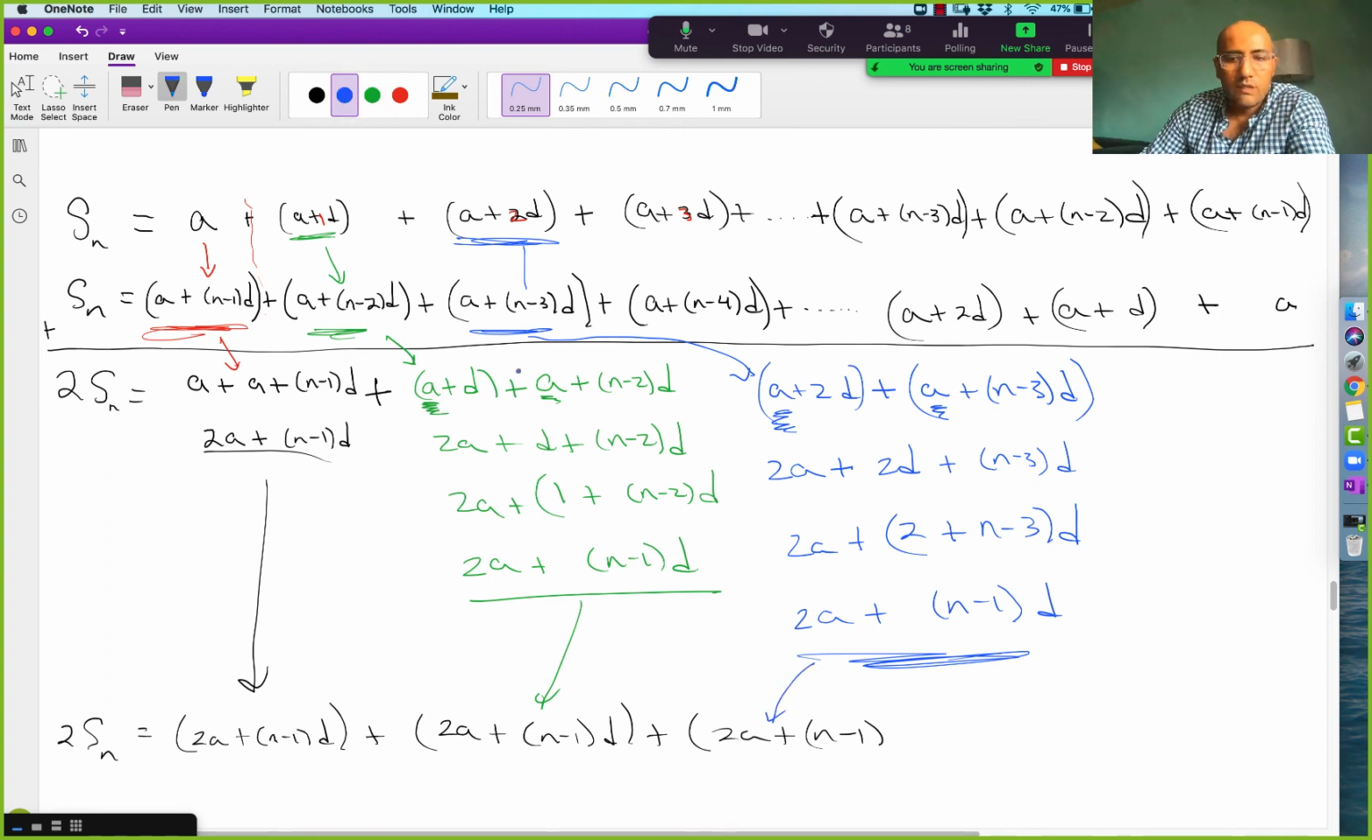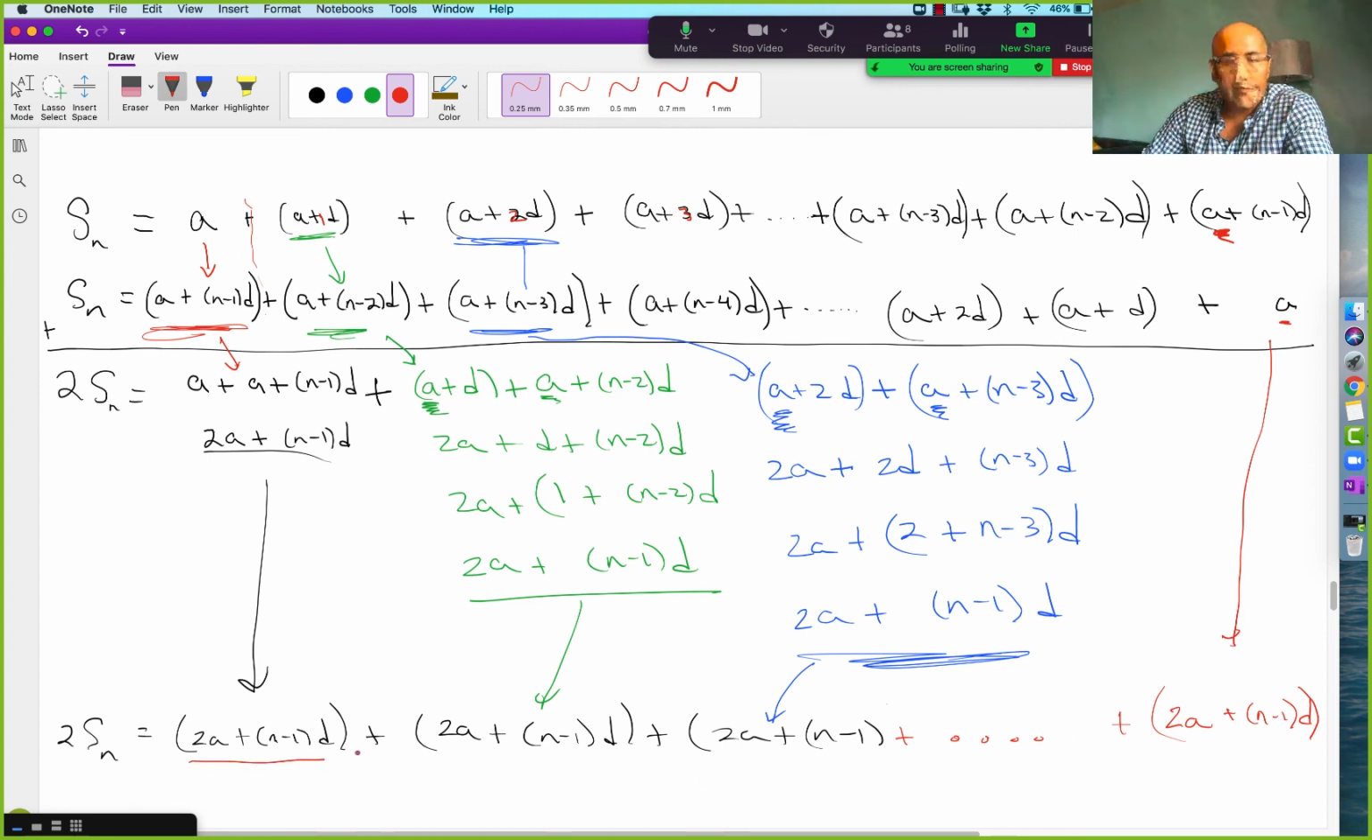So I just did the first three, but then we could keep going, and then you could see that obviously the last one is going to be really easy. The last one is just going to be this. So we'll say plus dot, dot, dot, keep going, and the last one is just going to be a plus a, that's 2a, plus n minus 1d. Again, the exact same thing. So we have 2a plus n minus 1d 1 time, 2 times, 3 times, n minus 1d.